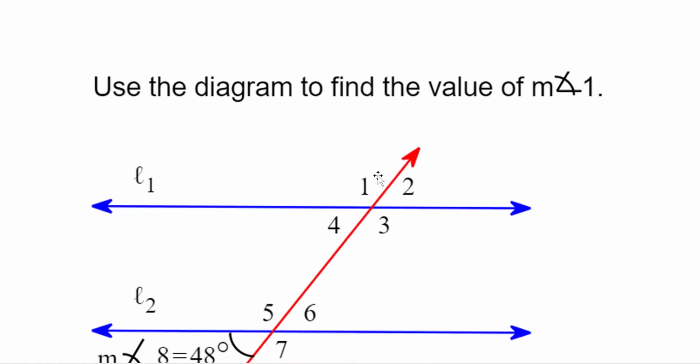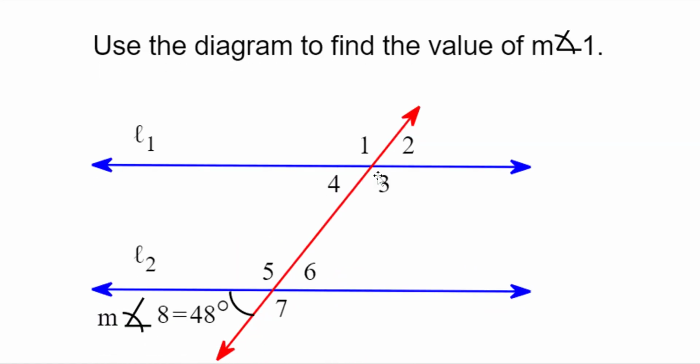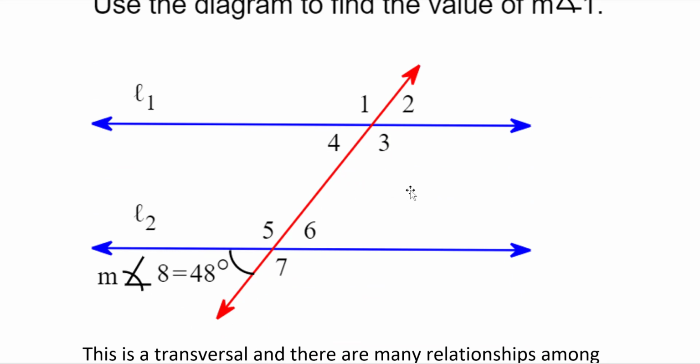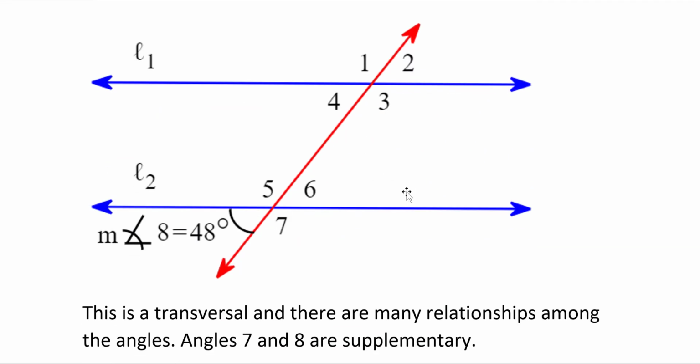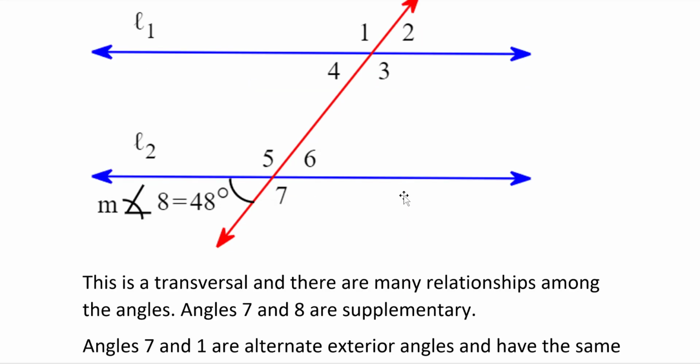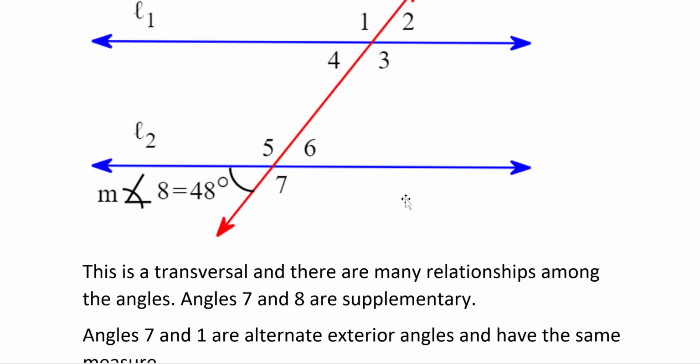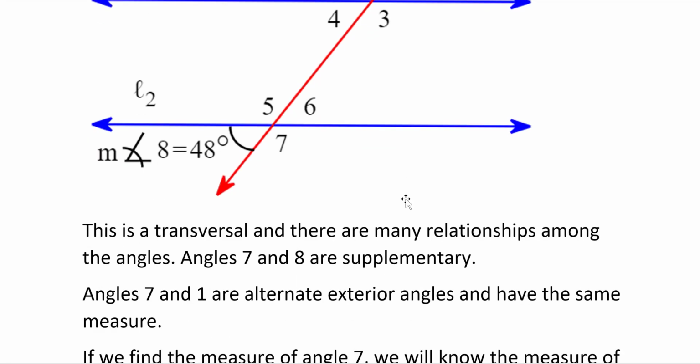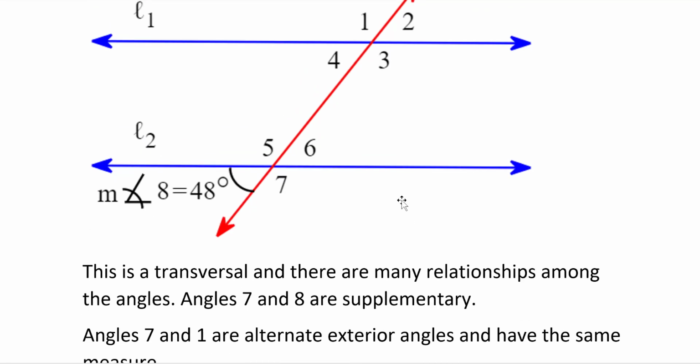Use the diagram to find the measure of angle 1. This is a transversal, and there are many relationships among the angles. We notice that angles 7 and 8 are supplementary. We also notice that angles 1 and 7 are alternate exterior angles, and they have the same measure. So if we find the measure of angle 7, we'll know the measure of angle 1.